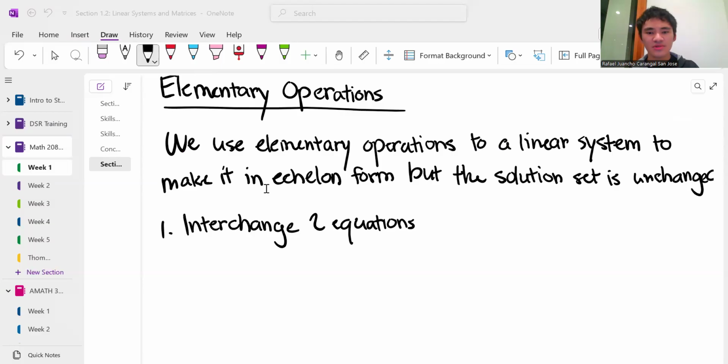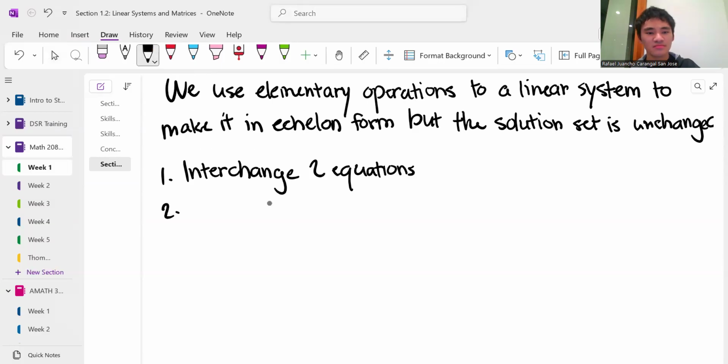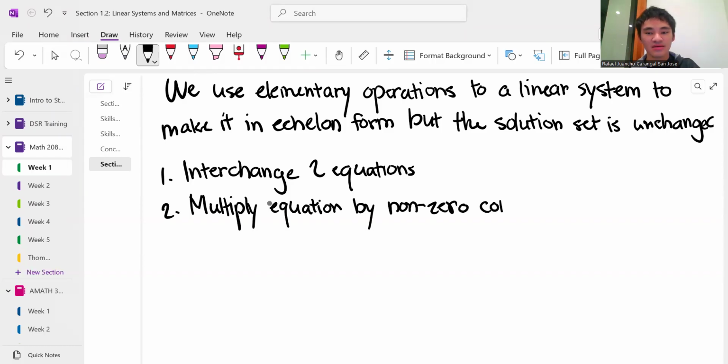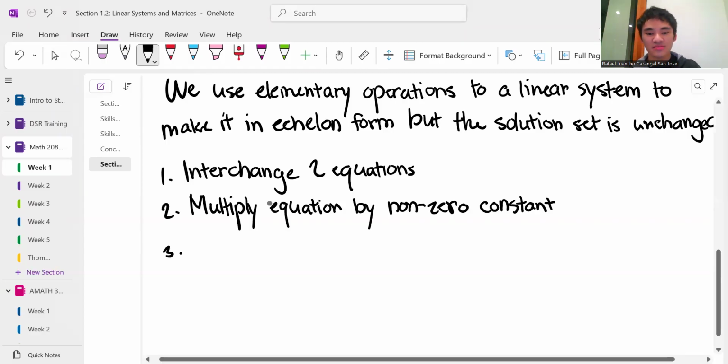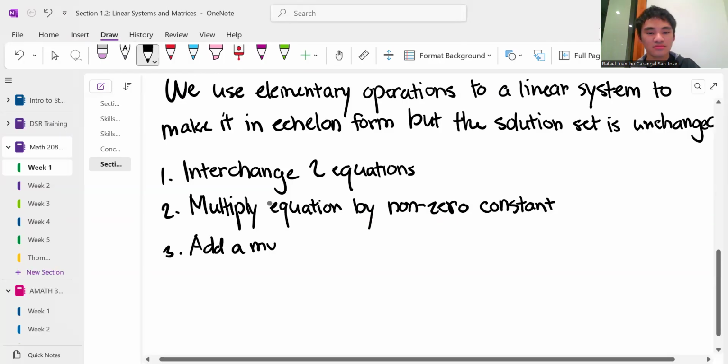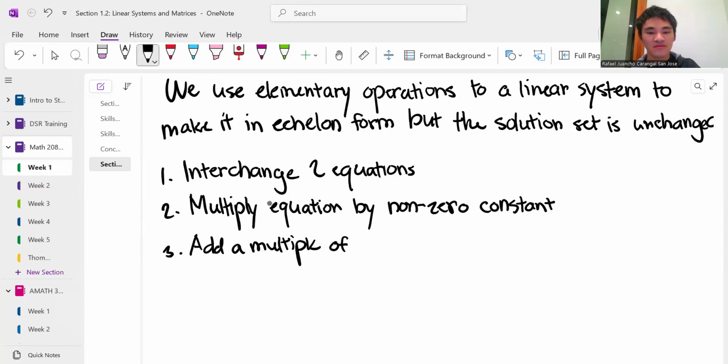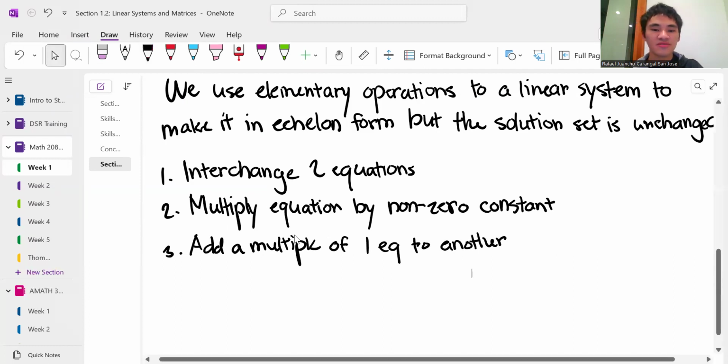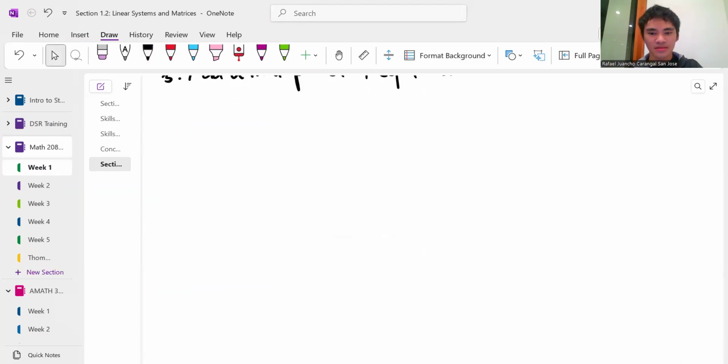Right. We can multiply an equation, so basically scale it. But when we multiply, it has to be by a non-zero constant, so it can't be zero, basically. And lastly, another thing we can do, these are not in order, by the way, we can add a multiple of one equation to another. So I'm going to show what all of these mean in a bit. Actually, I'm going to show them now.